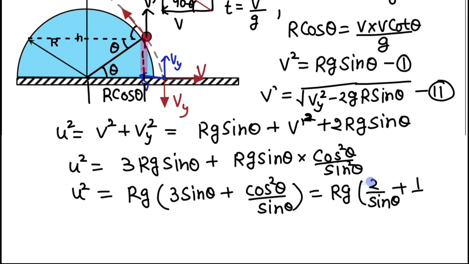Sorry, 2 by sine theta is incorrect to say, right? So the first term will become 3 sine square theta plus cos square, that will make 2 sine square theta plus 1 by sine theta. So 2 sine square by sine will become 2 sine theta. So this is 2 sine theta plus 1 by sine theta, and that is what we wanted to achieve, right?